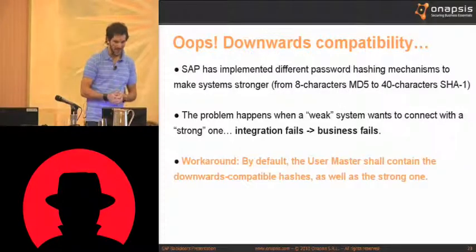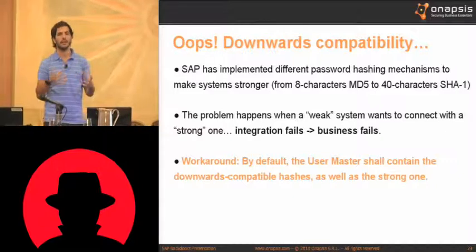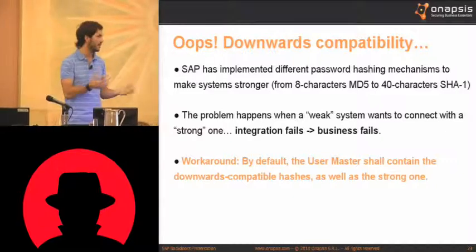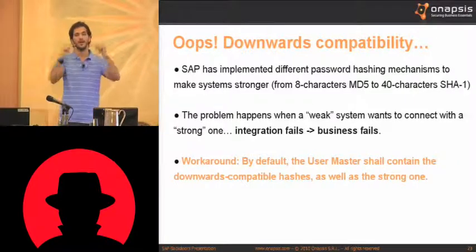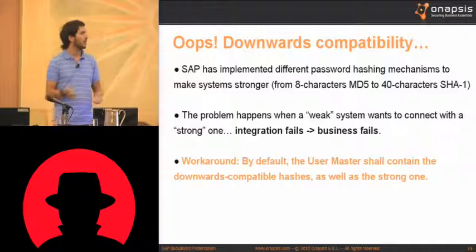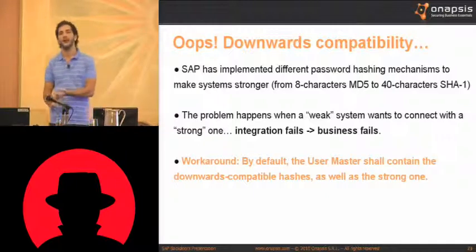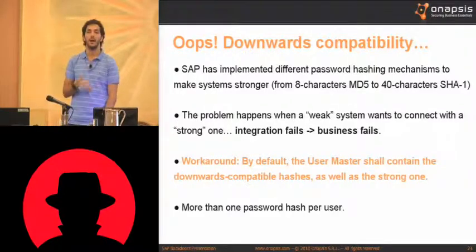So what SAP did, the workaround to be able to keep the business running, is that the user master, yes, the record for each user in the database, will contain the downwards compatible hashes as well as the strong one. Okay? So this means that there is more than one password hash per user.